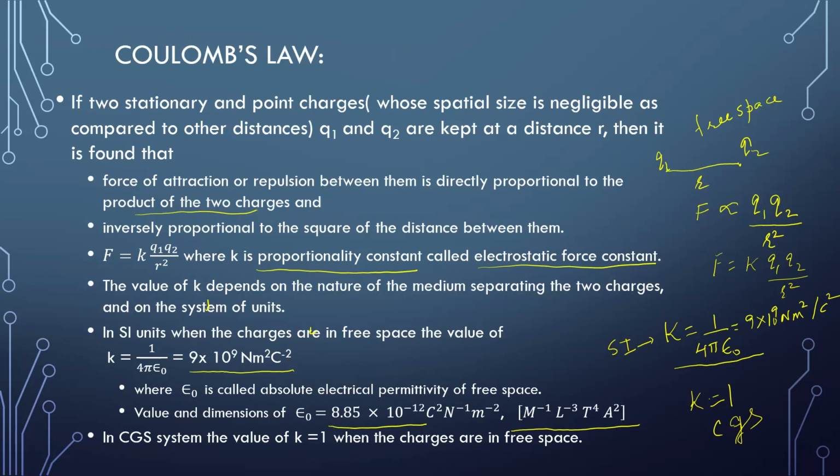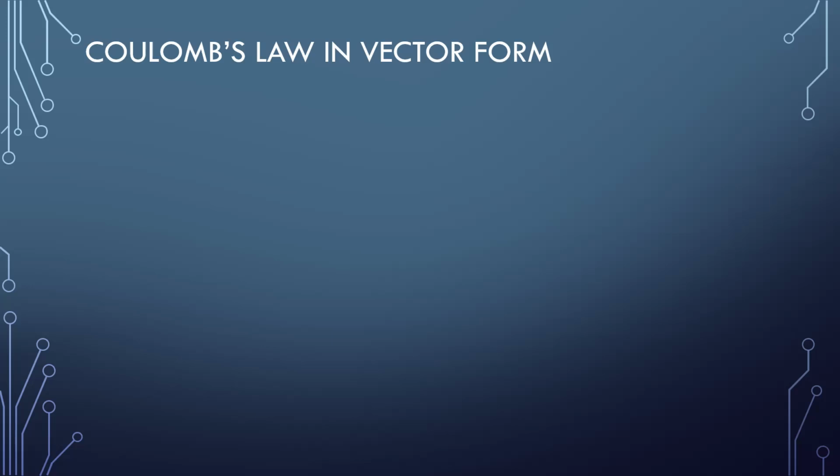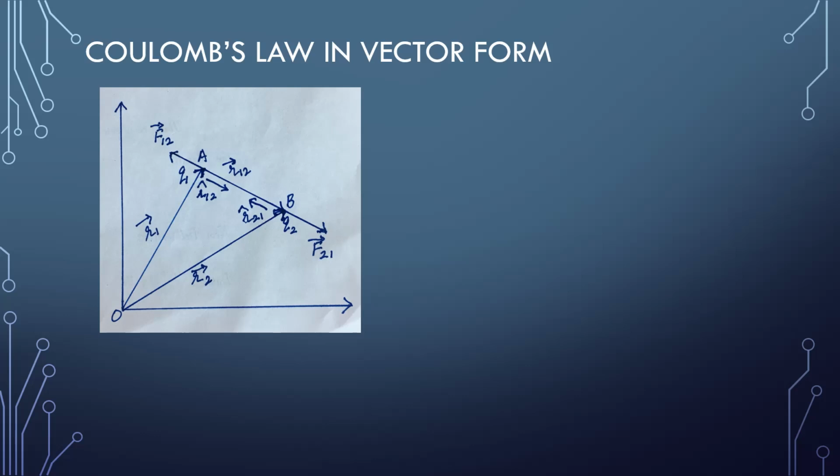As you can see on the slide also, M minus 1 L minus 3 T4 A2, these are the dimensions of epsilon naught. So you've understood the dimensions of epsilon naught, how we have derived them. No need to remember, but we can derive it. Now let's talk about Coulomb's law in vector form.